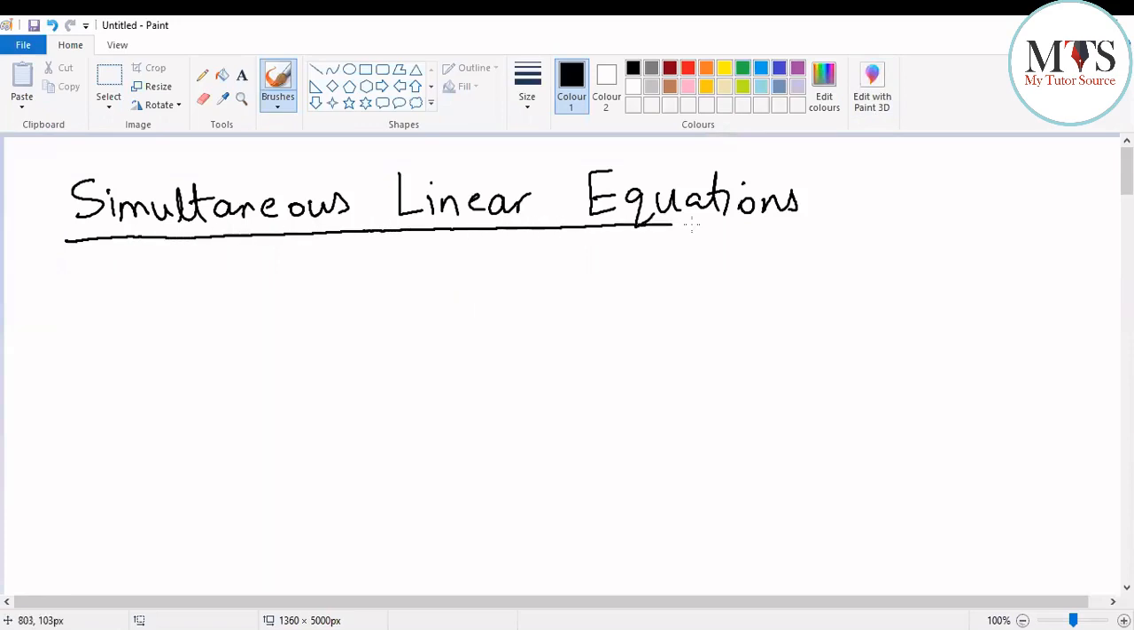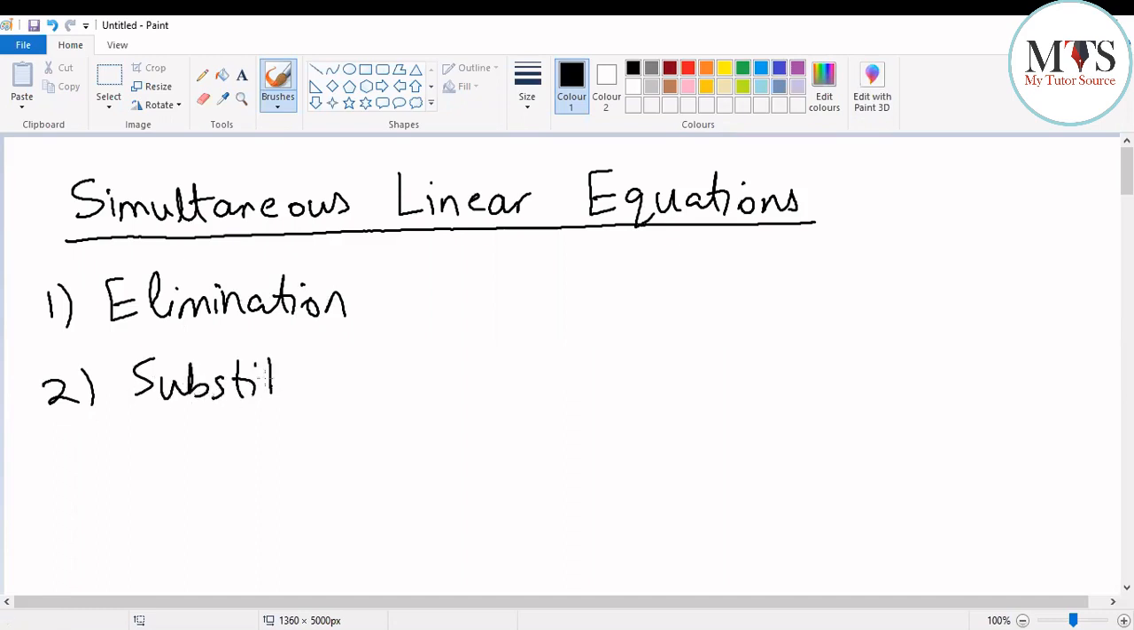Do simultaneous linear equations today. There are two ways you can solve these. The first one is elimination, and I think that this is generally the easier method. The second is substitution. So how do you do elimination?